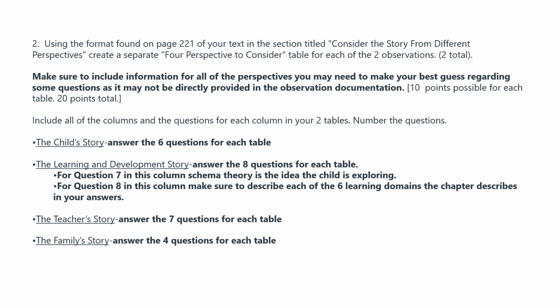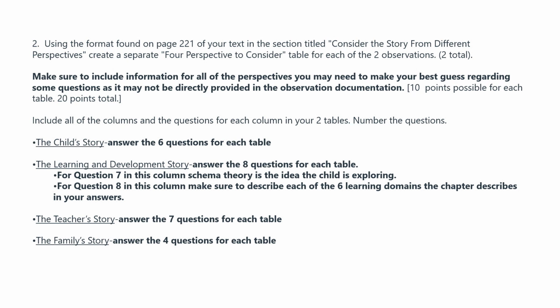So using the format that's on page 221 of your text in the section titled Consider the Story from Different Perspectives, create a separate four perspectives to consider table for each of the two observations. So you're going to have two tables, one for Anthony and the Paintbrush and the other for Wrestling the Wind. Make sure to include information for all of the perspectives.